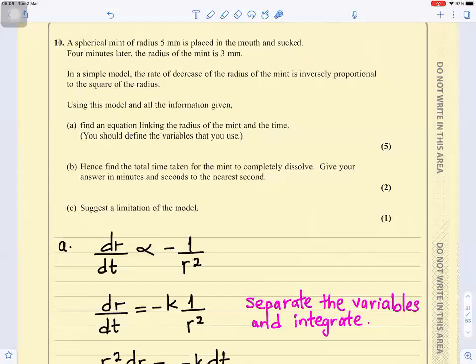Question number 10. A spherical mint of radius 5 millimeters is placed in the mouth and sucked. 4 minutes later, the radius of the mint is 3 millimeters. Using this model and the information from part A, find an equation linking the radius of the mint and the time. You should define the variables that you use.